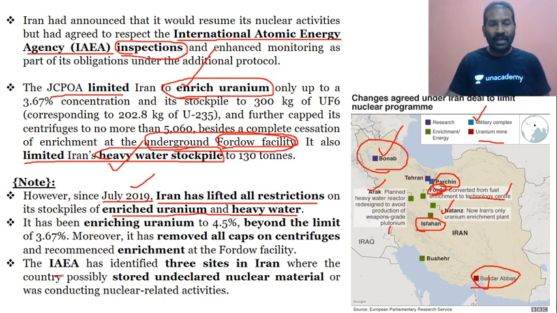And then even the IAEA, that is the International Atomic Energy Agency, has also identified 3 sites in Iran wherein they have stored undeclared nuclear material. Again, this is very important, that the IAEA, which is the International Atomic Energy Agency, is the one which inspects.